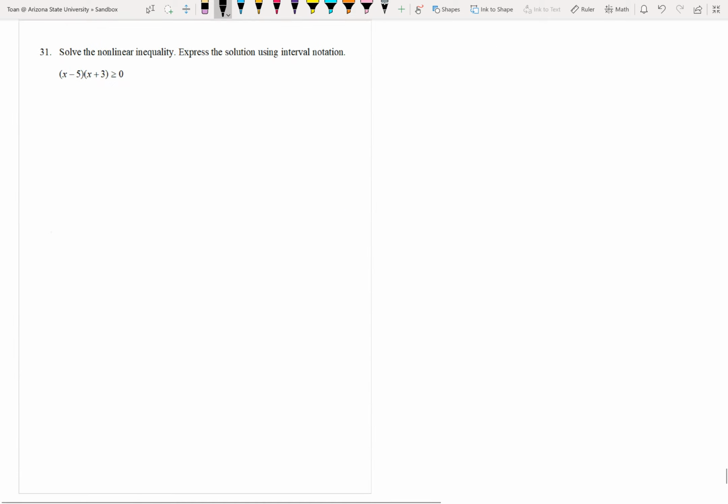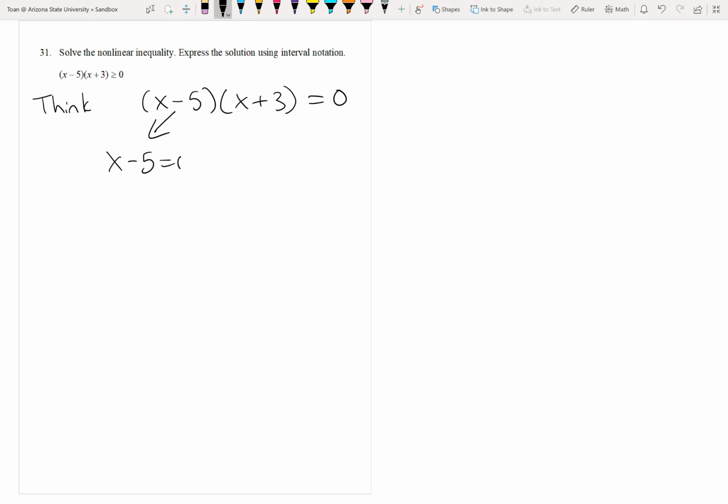Last but not least, a nonlinear inequality. So the idea is that you want to get 0 on one side, which already is. And then what you want to do once you have 0 on one side is to think or pretend that the problem is an equation. It's not an equation, it's an inequality, but you're going to pretend that it's an equation. Well, since it's already factored for you, it's actually pretty nice. It made things easy. Just go ahead and apply the zero product property, giving you x equals 5 and x equals -3. What you do with these answers is you plot them on a number line.